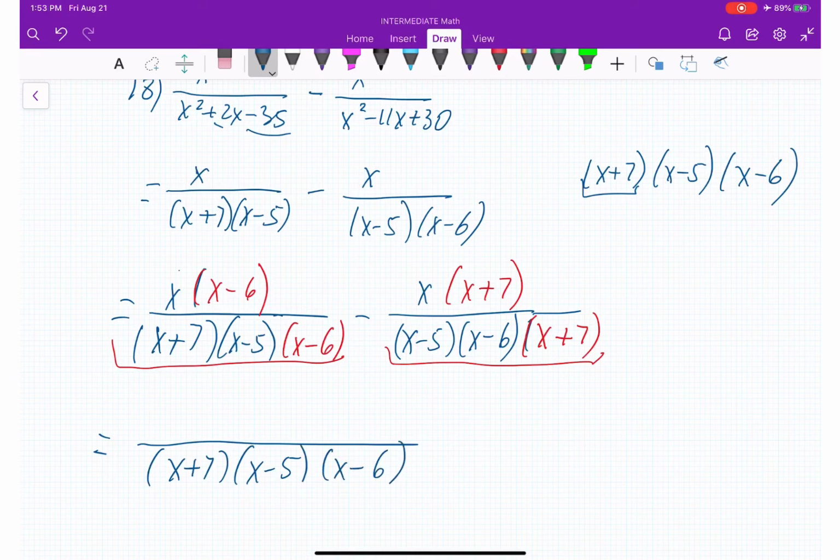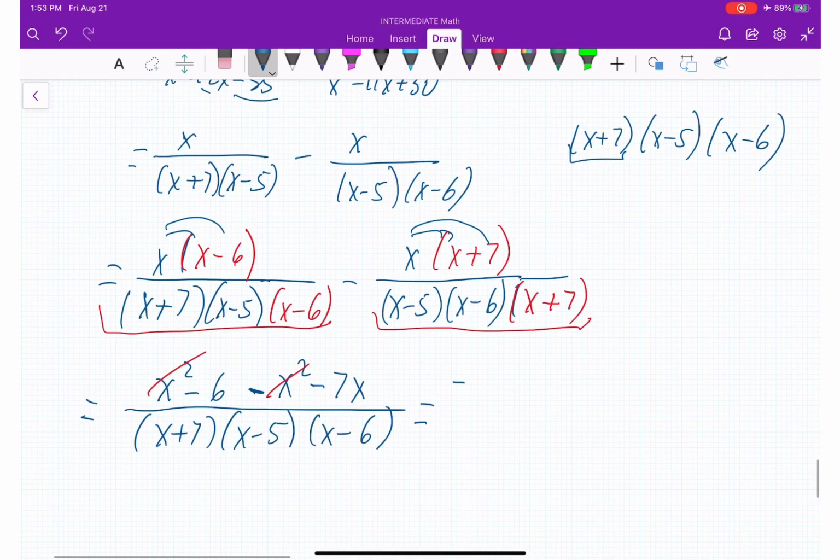So in the numerator, I'm distributing x squared minus 6. And here be careful because I have a negative. I have to flip the sign. x times x is going to be x squared. And then x times 7, 7x with that negative will be minus 7x. Okay. x squared gone with negative x squared. And the answer is going to be, see, I have negative 6 minus 7x over (x plus 7)(x minus 5)(x minus 6).